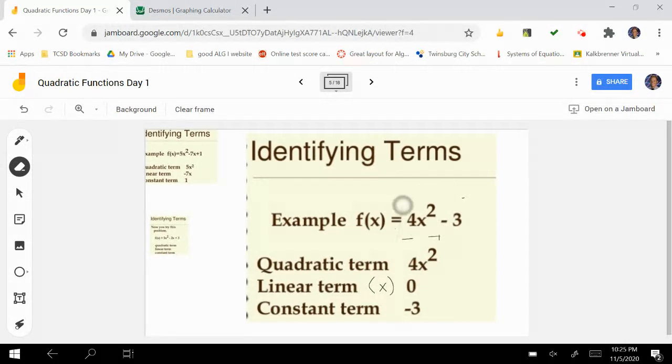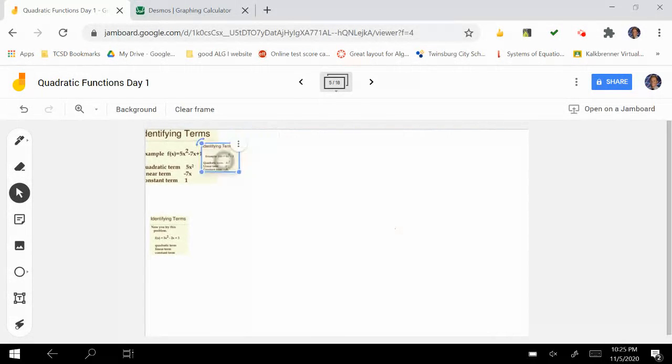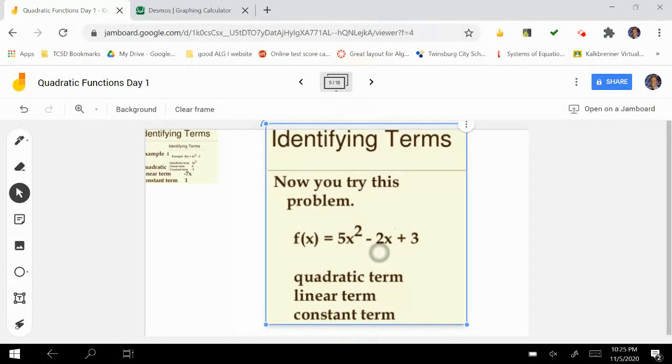So again, give me some time to erase. My apologies. I'm going to shrink this graph here. Put that bad boy over here. And now, let's try this problem.